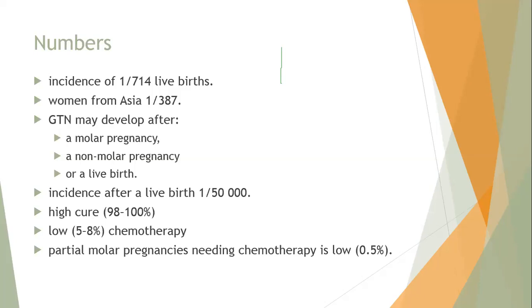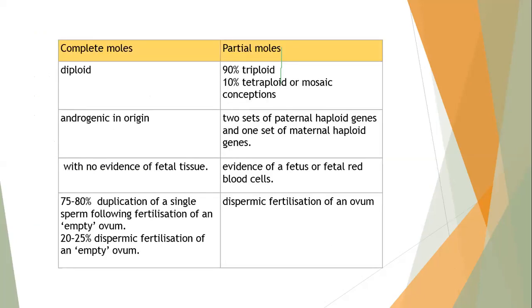Okay. It has a very high cure rate, 98 to 100%. Very low chemotherapy rate, 5 to 8%. This is overall, while with partial molar pregnancy, chemotherapy is even lower. It is 0.5%.